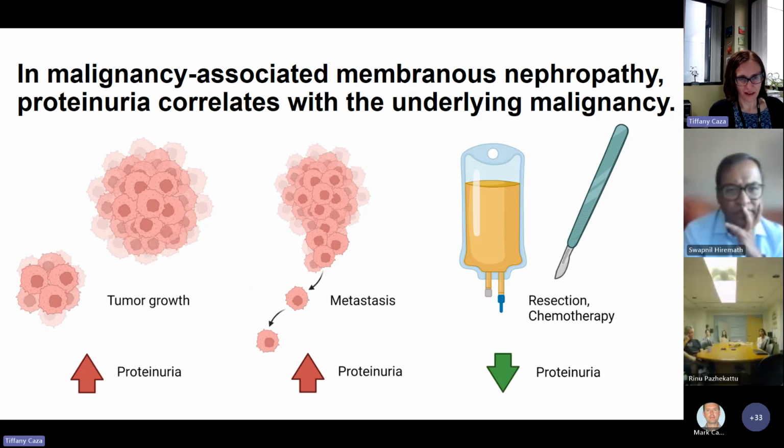Malignancy-associated membranous proteinuria should correlate with the underlying malignancy. So as the tumor grows, you should have a rise in proteinuria. As you have a metastasis, it should rise. And with successful therapy, it'll fall. However, your proteinuria will rise before it falls, because if you have successful treatment by radiation therapy or chemotherapy, not so with resection, but you're causing tumor lysis and the presence of that antigen in the periphery.